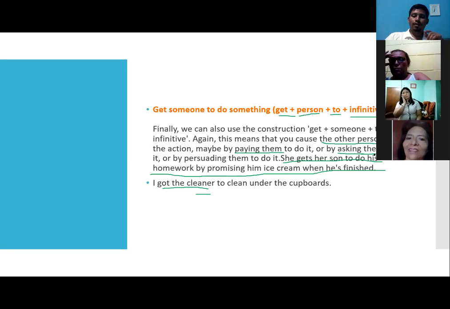And the third one is by persuading, like in the example that we have here. How is she persuading her son? With the ice cream, okay? We see it in that way.